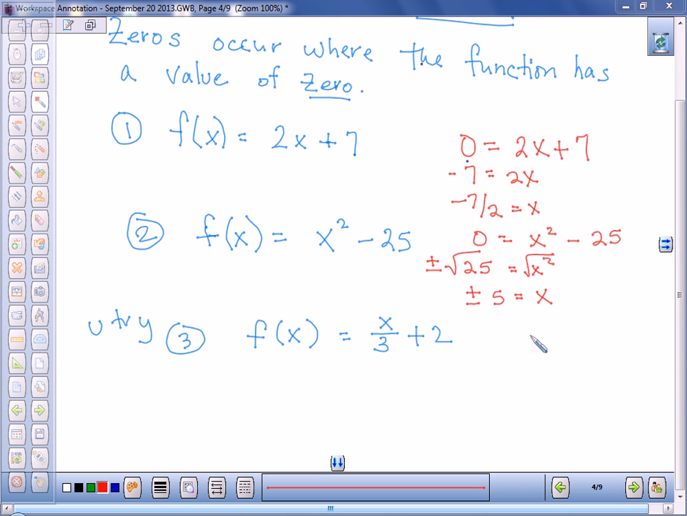Okay, so we have 0 equals x divided by 3 plus 2. So negative 2 equals x divided by 3, multiplied by 3. Negative 6 equals x. You got that? I got that. Excellent. All right, so now let's look at zeros on a graph.